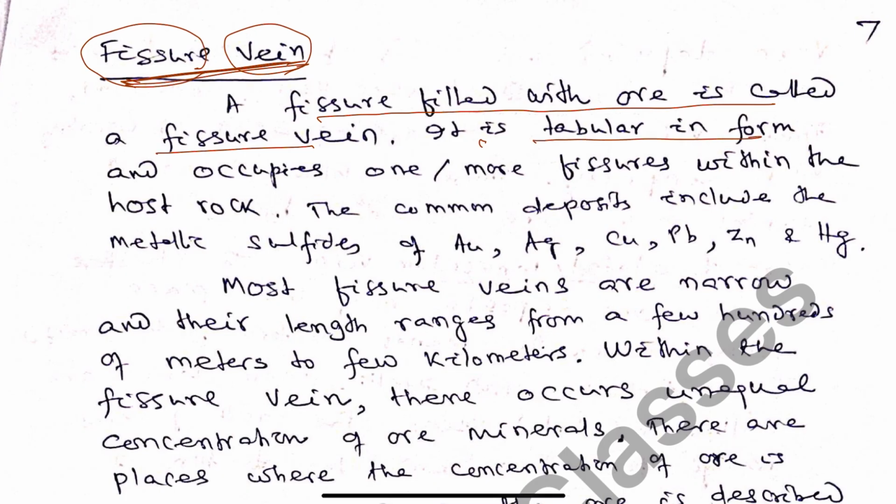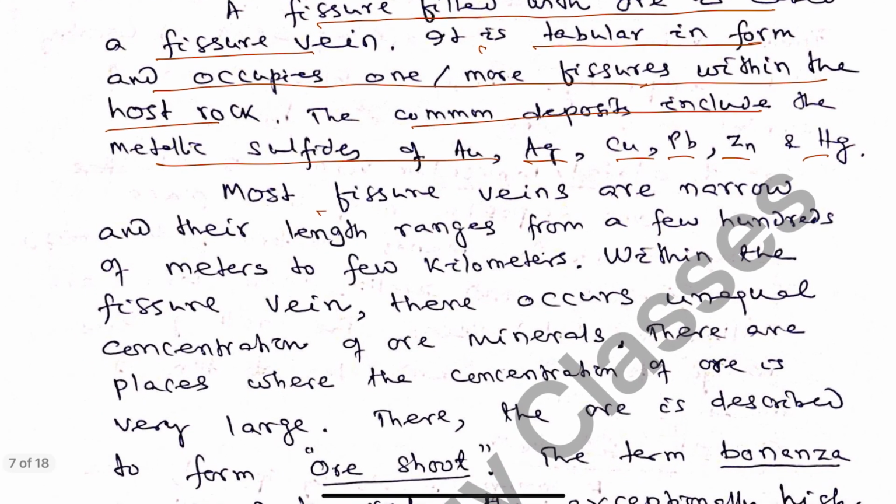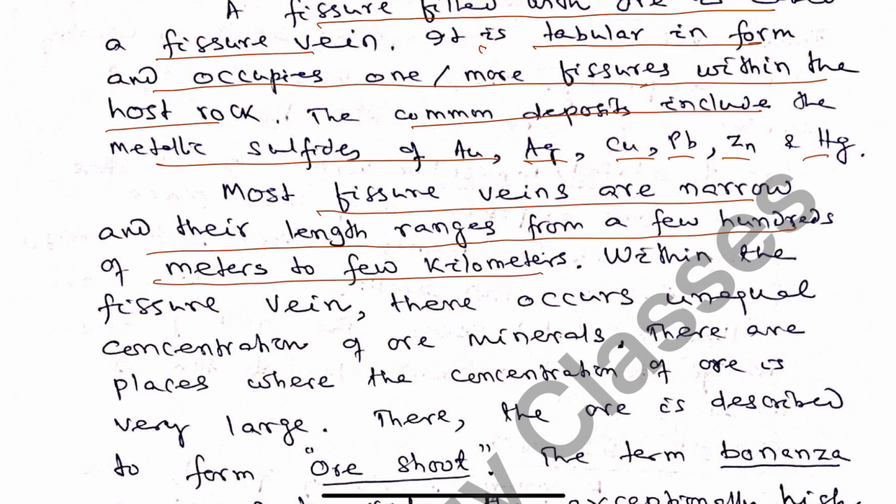This fissure vein is tabular in form and it occupies one or more fissures within the host rock. The host rock presents cavities, fissures, long, deep cracks, which are the fissures. The common deposits include metallic sulfides of gold, silver, copper, lead, zinc, and mercury. Most fissure veins are narrow and the length ranges from a few hundred meters to a few kilometers.